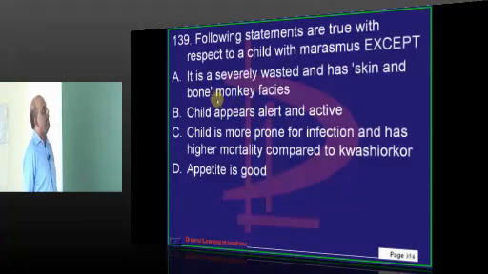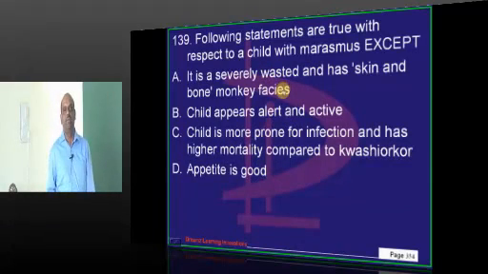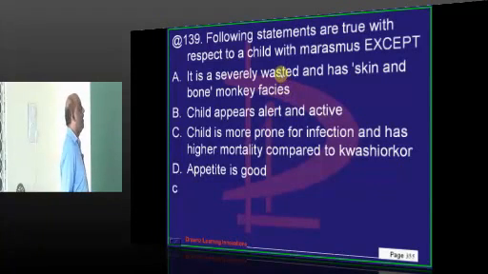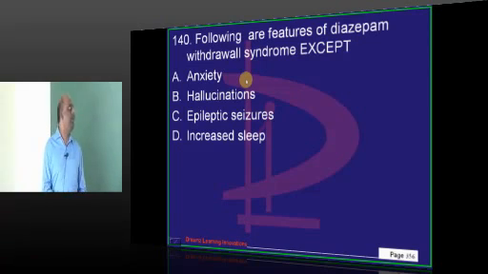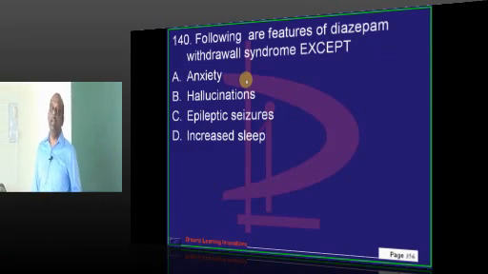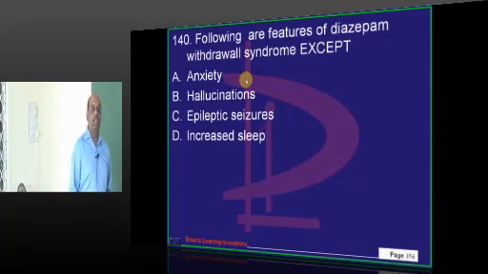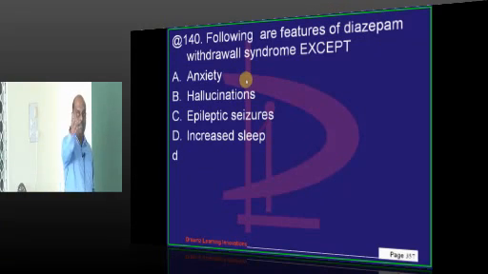Then coming to Marasmus versus Kwashiorkor. An alert active child with a voracious appetite, with severe wasting and a monkey-like facies is equal to Marasmus, is what you have to be very, very sure about. In diazepam withdrawal, what will happen? There can be precipitation of epileptic seizures, there could be hallucinations and anxiety. Any of them can be the presenting feature, is what needs to be remembered.